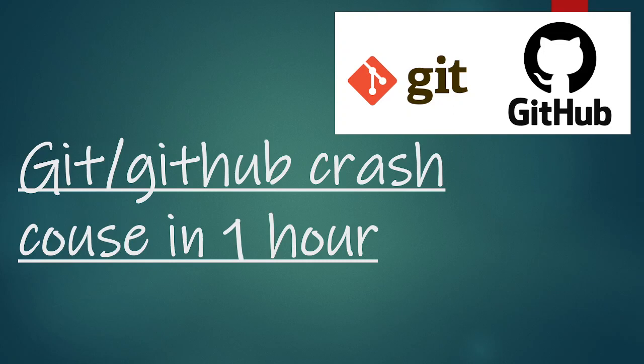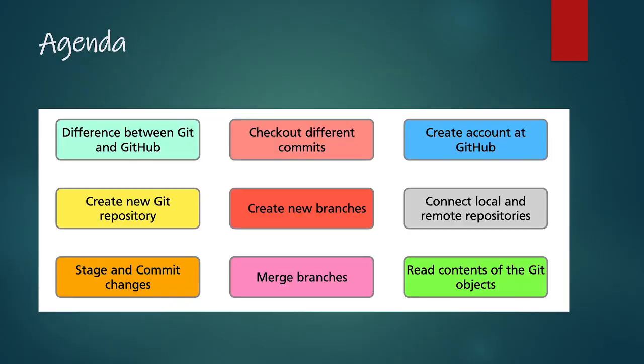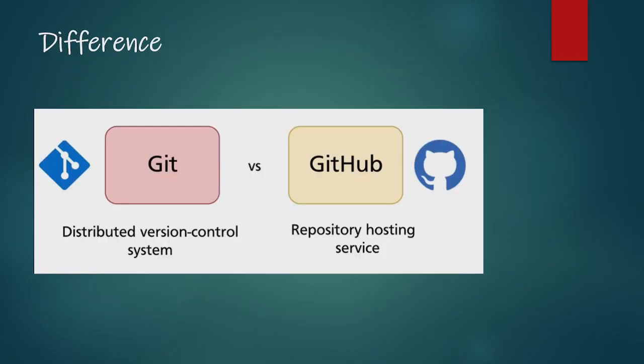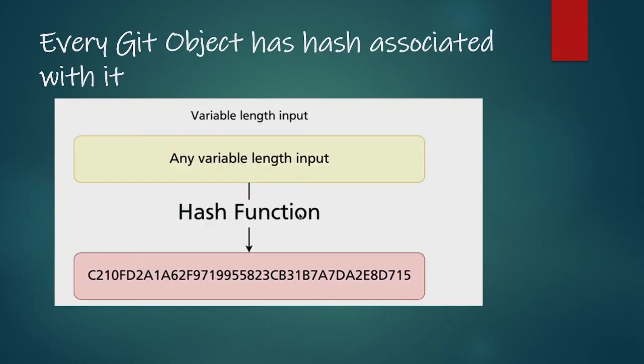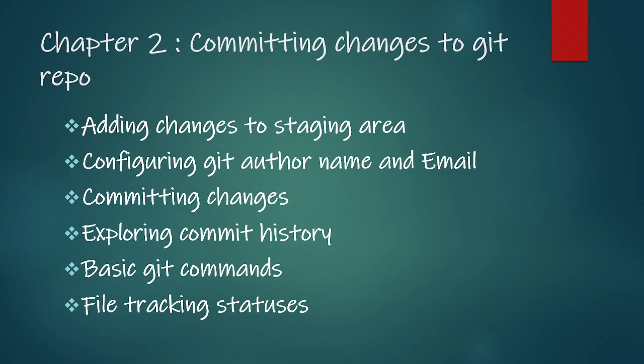Hello all. So today we are going to complete our Git or GitHub crash course in an hour. So talking about the expectation, this is how it looks like. And we will be talking about the difference between Git and GitHub. We'll be talking about different object types. And of course, we will be doing all this in the practical demonstration.